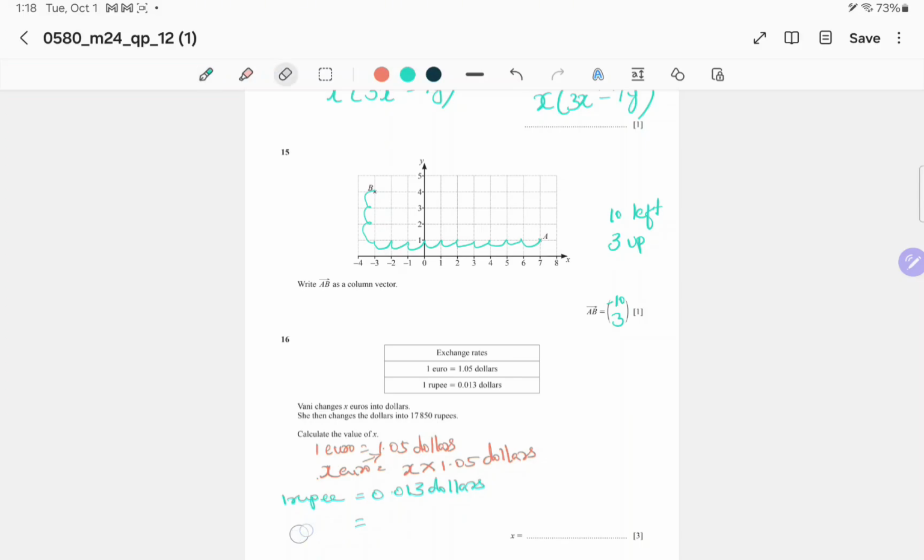Some problem has occurred. Can we rewrite again? Yes, one minute please. It is 17,850. To how much dollars has she changed? X into $1.05. Can we do cross multiplication of these two and then we will calculate? Can I erase one more part so that it will be easy for doing the remaining question?